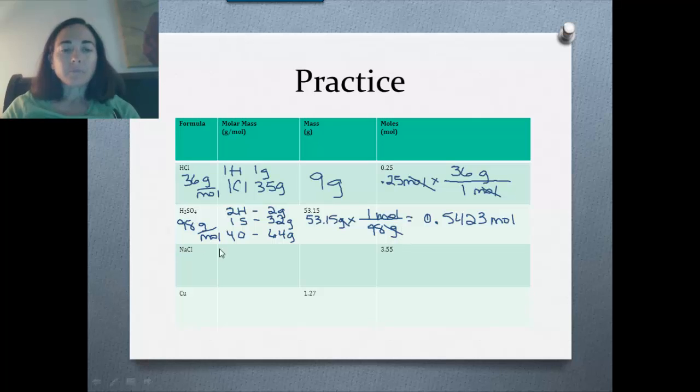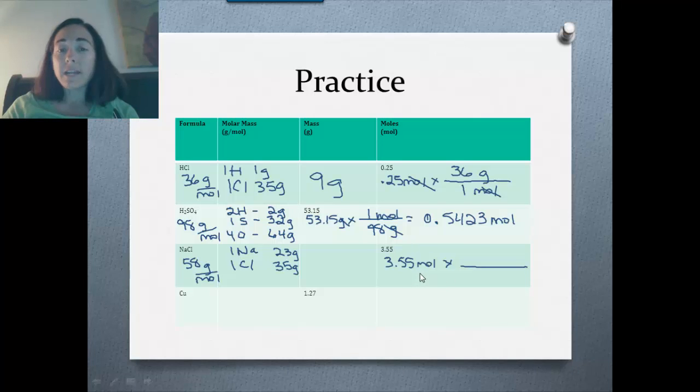Next one. Sodium chloride is the compound. So we have 1 sodium and 1 chlorine. And if I use my periodic table, sodium has a mass of 23 grams and chlorine has a mass of 35 grams. Add those together, so the molar mass of sodium chloride is going to be 58 grams per mole. Remember, that's going to be the conversion factor. So in the problem, I'm given 3.55 moles of sodium chloride. That's just table salt. The conversion factor is going to go there.